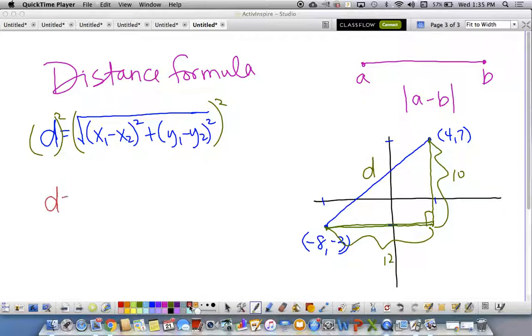D equals the square root of, does everybody see an x and a y? And an x and a y? If we're plugging this into a formula, I know you're already asking this question. Well, which one is x1 and which one is x2? Which one's y1 and which one's y2? Oh my goodness.